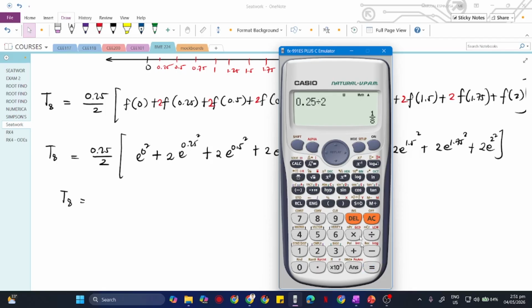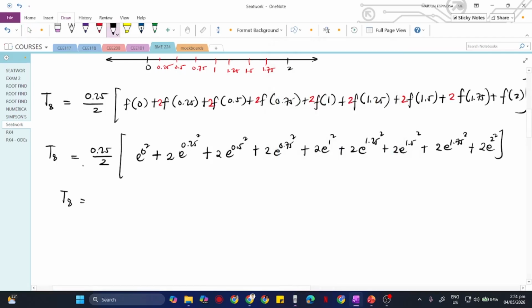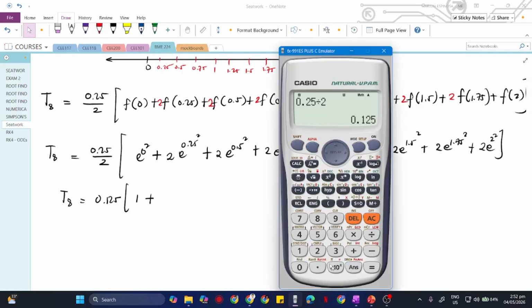So that is equivalent to 1.125. Then again, 1 plus this, what is this, class? So let's write the direction, 2. Shift, sorry, 2, shift alpha e raised to the power of x squared.